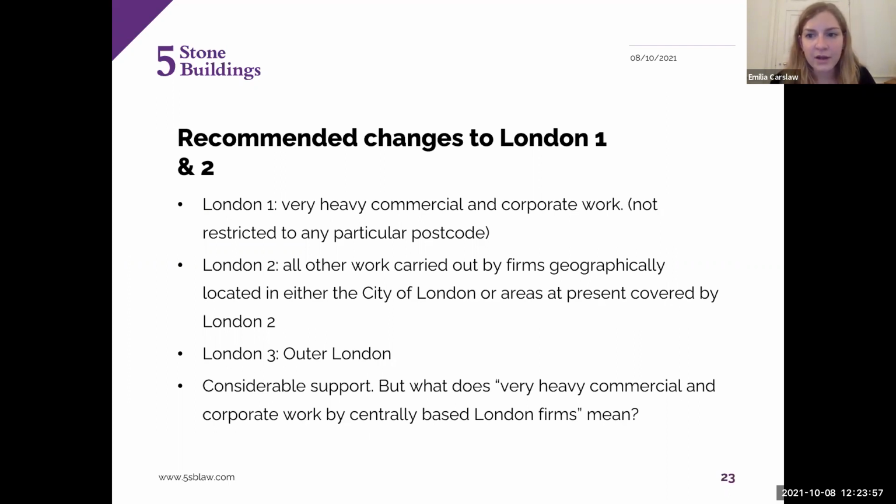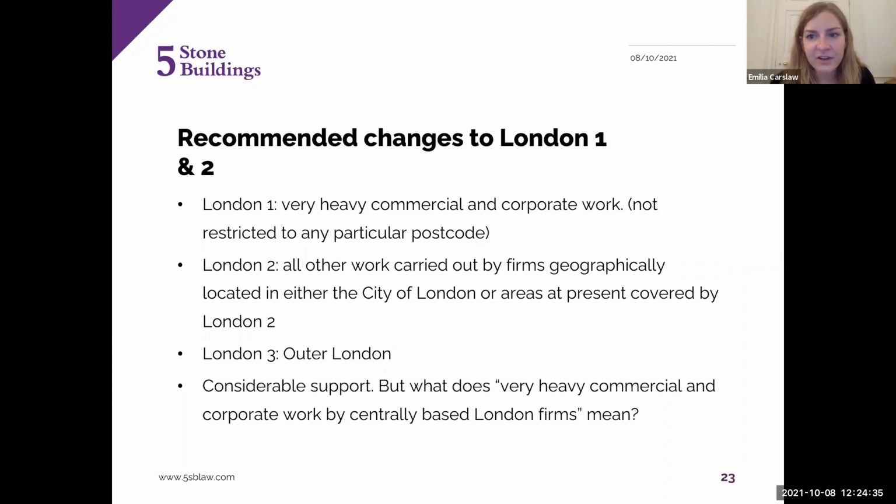London 2, all other work carried out by firms geographically located either in the City of London or the area at present covered by London 2. And the reasons for this were that it reflects the present practice, whereby very heavy commercial work attracts London 1 rates, wherever in central London the solicitors are geographically located. Conversely, it reflects the present practice for rates for other work, again, where the solicitors are in the city or in the present London 2 area. Now, there was considerable support for this change, and it was maintained in the final report.